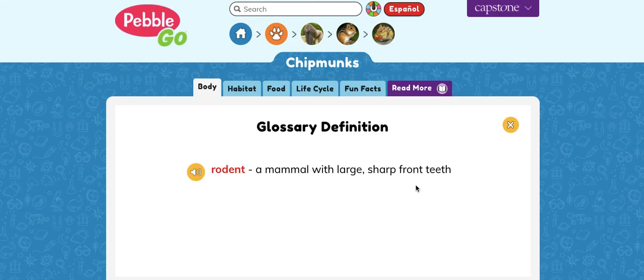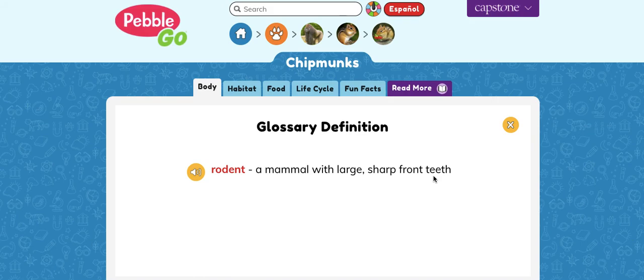Can you tell from listening to that what the word's glossary definition might mean? What is this? You're right. It's a miniature dictionary. It tells us what a word means.